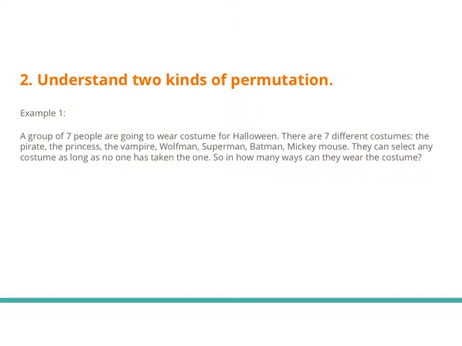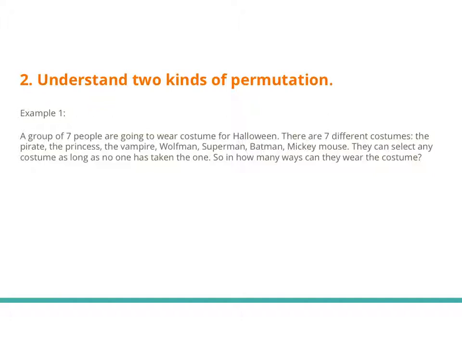So now let's look at a new example. Here, a group of 7 people are going to wear costumes for Halloween, and there are 7 different costumes: the parrot, the princess, the vampire, the wolfman, the Superman, the Batman, and Mickey Mouse. They are going to select any costume as long as no one else is taking it. In how many ways can they wear the costume? I suggest you pause the video for about half a minute to think it through, and then I will tell you how to solve this problem step by step.